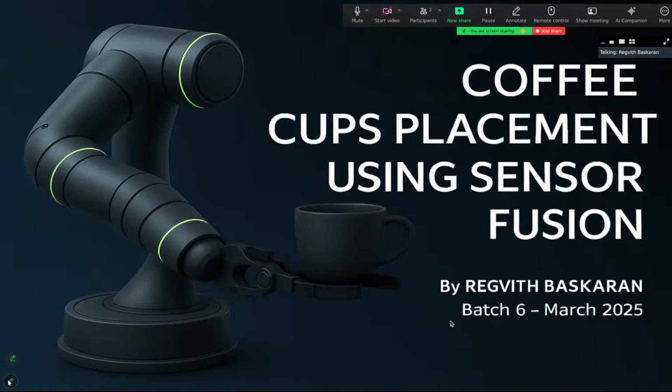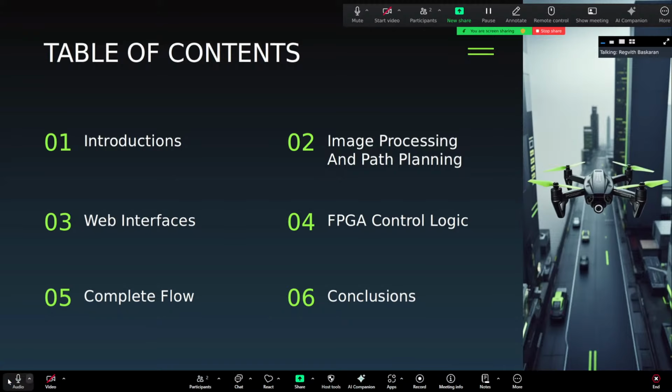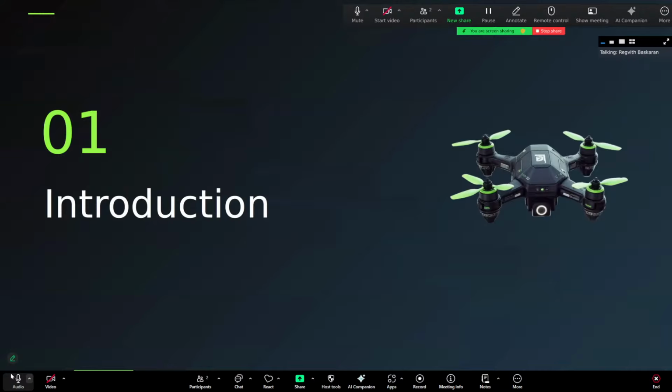Don't worry. So my project is about coffee cups placement using sensor fusion, and the table of contents is divided into five parts. The first one is the introduction, and the second one talks about image processing and path planning, the third one is about web interfaces, the fourth one is about FPGA control logic, and the fifth one gives a complete flow of all the things. So let's start with the introduction.